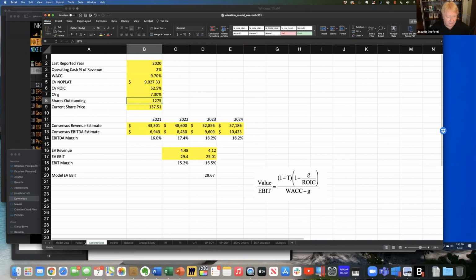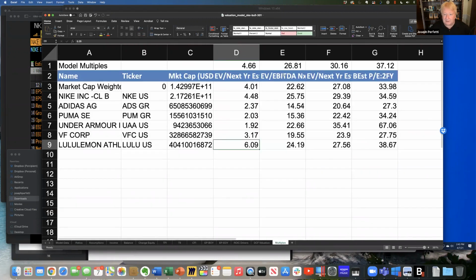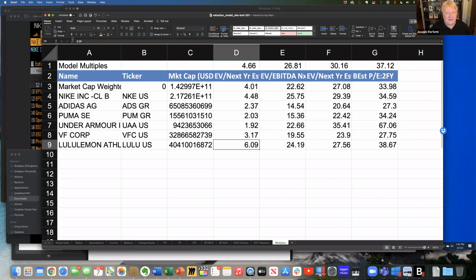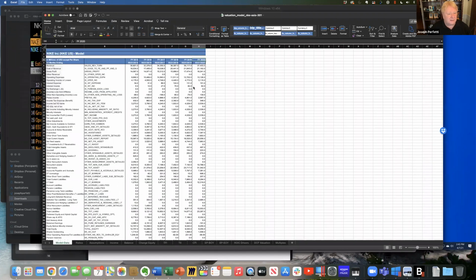Which gets me to a share price of 174, which gets my multiples a little bit lower. Now a little bit below Lululemon. And I think that's probably closer to what I'll call my bull range. Then I'll go back, and it's usually easier to do this with your as is. Go back to my as is, file, save as.